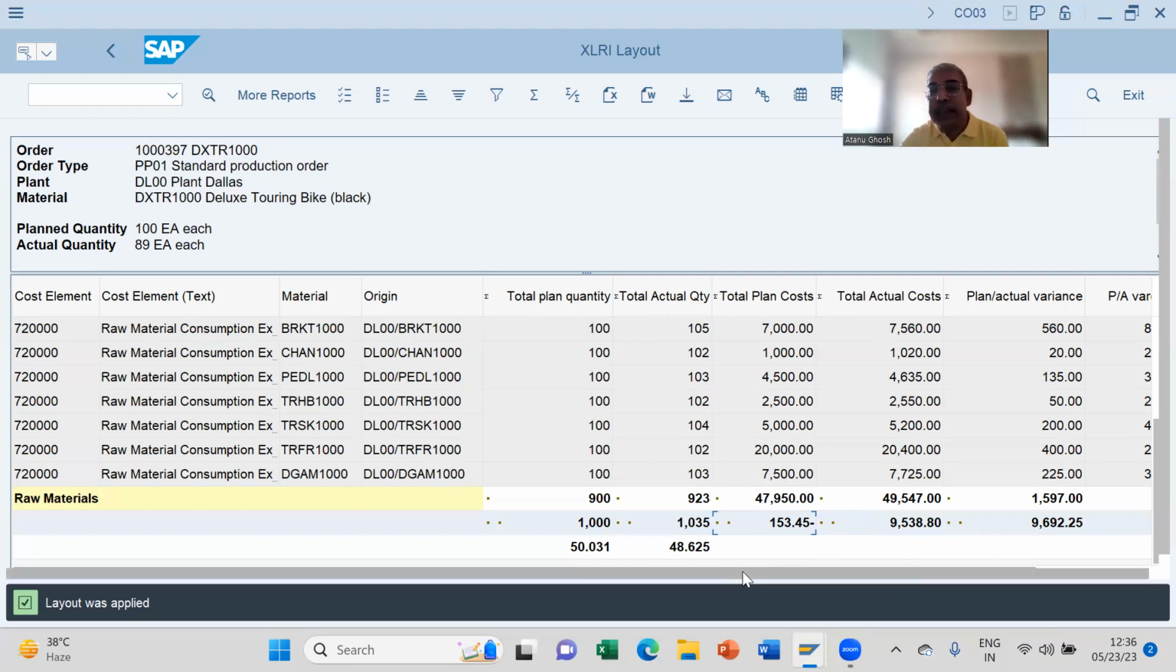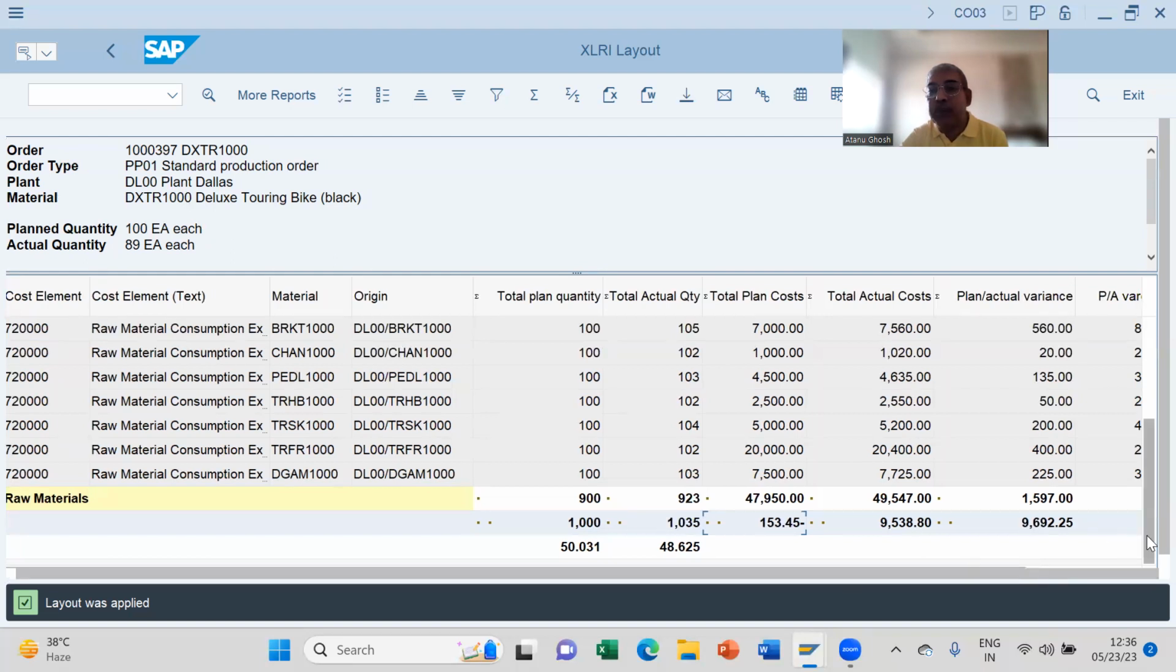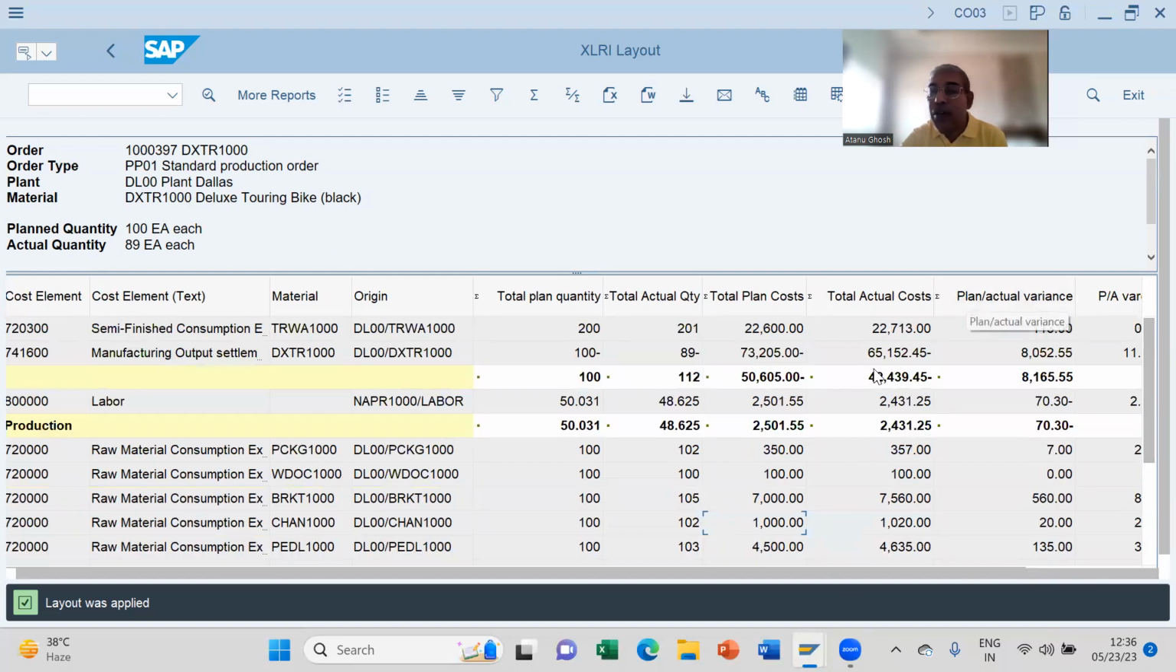Now let us go to the next, which is the actual cost and planned versus actual variance. Actual cost is simple. In the same way we calculate planned cost, which is the planned quantity multiplied by the standard cost, standard price, in case of semi-finished and finished goods. In case of raw material also, it is the moving average price at the time of standard cost estimate, which is entered as standard price in the material cost. Okay.